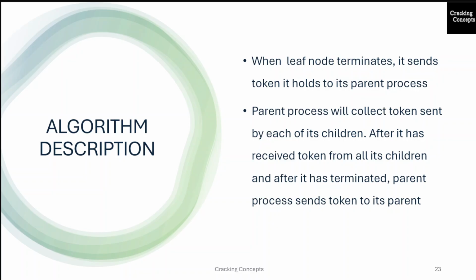When a leaf node terminates, it sends the token it holds to its parent process. A parent process will collect the token sent by each of its children. After it has received a token from all of its children and after it has terminated, the parent process sends a token to its parent.